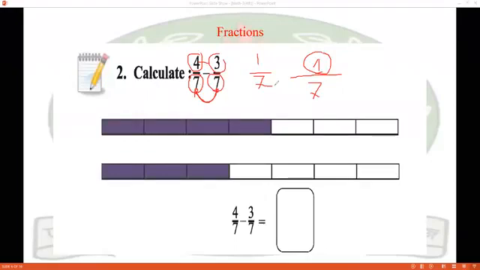We can also solve it physically. You see there are 7 parts: 1, 2, 3, 4, 5, 6, and 7. 4 are colored, and of the 7, 3 are colored. When we subtract 3 from 4, 1 remains. So we can write 1 by 7, which means 1 part out of 7. So physically we can understand it.